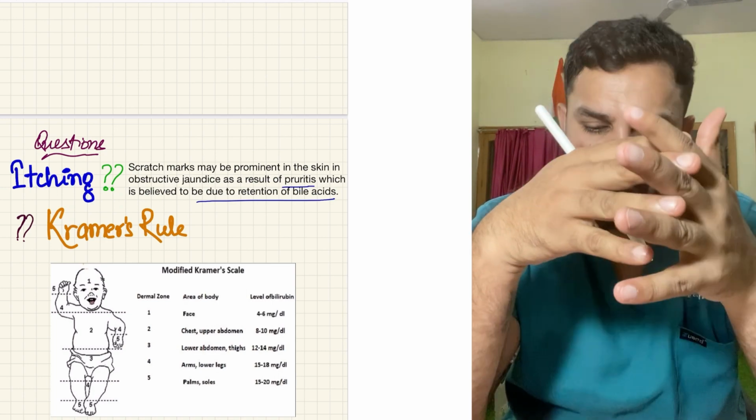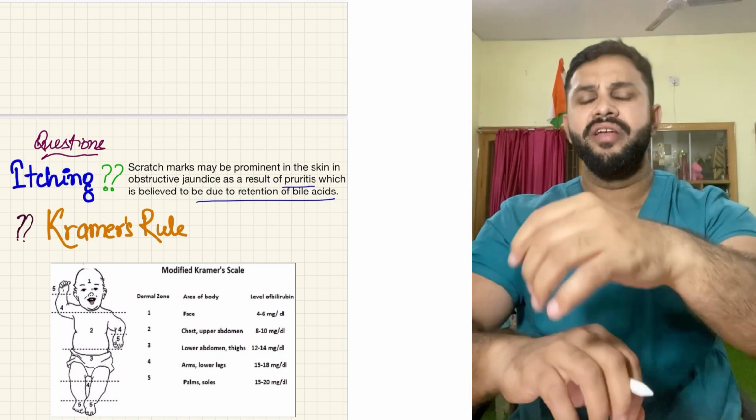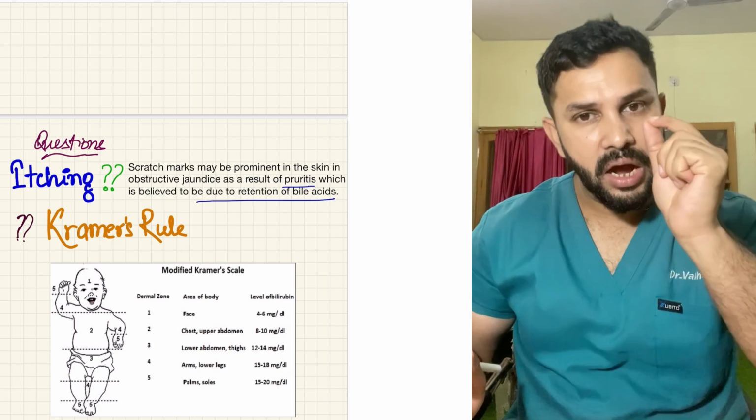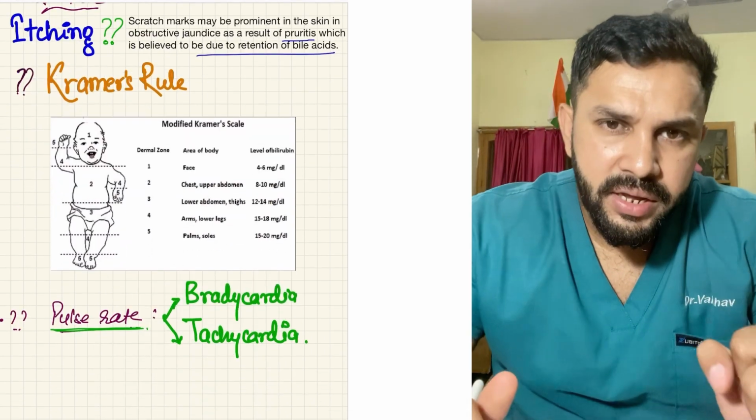Bilirubin, bile salts and bile acid go and deposit and irritate the nerve endings. That's why the patient has itching. You will see a lot of itching on the back, abdomen, everywhere. This is the hallmark for obstructive jaundice. You have to see this. In pedia, they will ask about it.